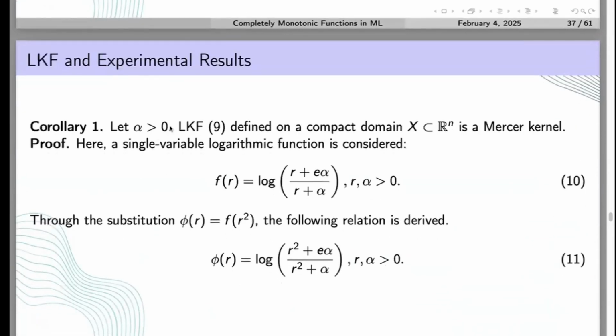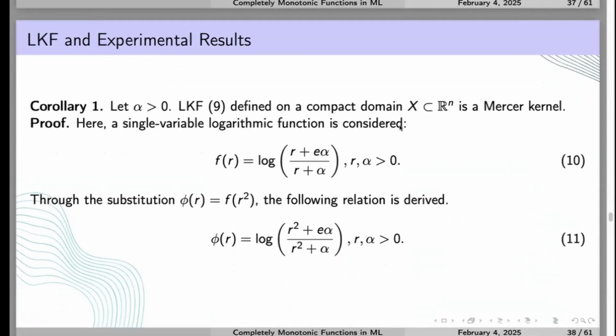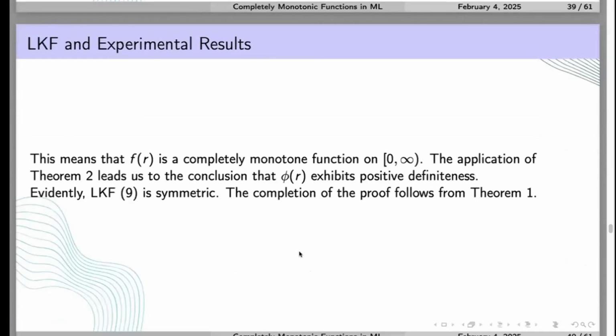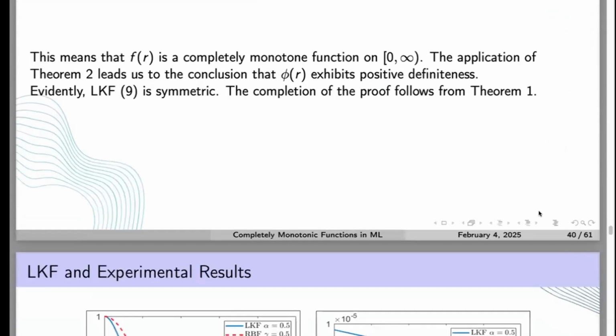Corollary: for positive alpha, LKF defined on a compact domain X is a Mercer kernel. Here a single variable logarithmic function f(r) is considered, and then we put r squared instead of r, and we get phi(r). Function 11 is obviously continuous and infinitely differentiable. Computing the derivatives of 9 to a finite order k gives that this function is completely monotone. The application of theorem 2 says that phi(r) exhibits positive definiteness. Evidently, LKF is symmetric since it is a radial basis function. The proof follows from theorem 1.